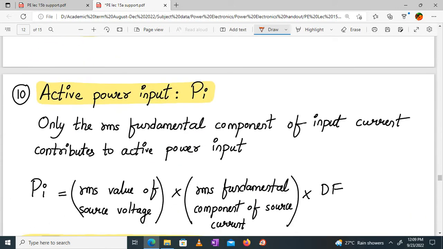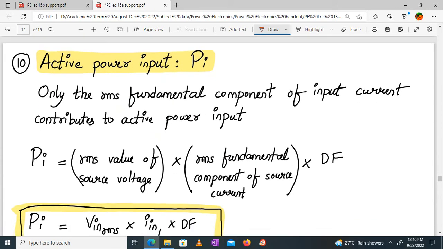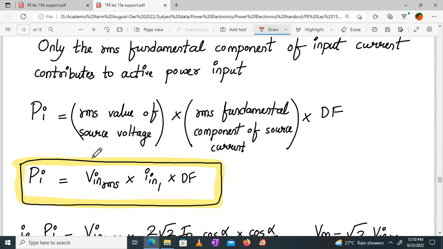Next is active power input, PI. You have heard of a power triangle: active power, reactive power, apparent power. There is a power triangle, right? So this is coming from there. Anything reactive is waste, active is useful, apparent is useful. Okay, so write down this formula.